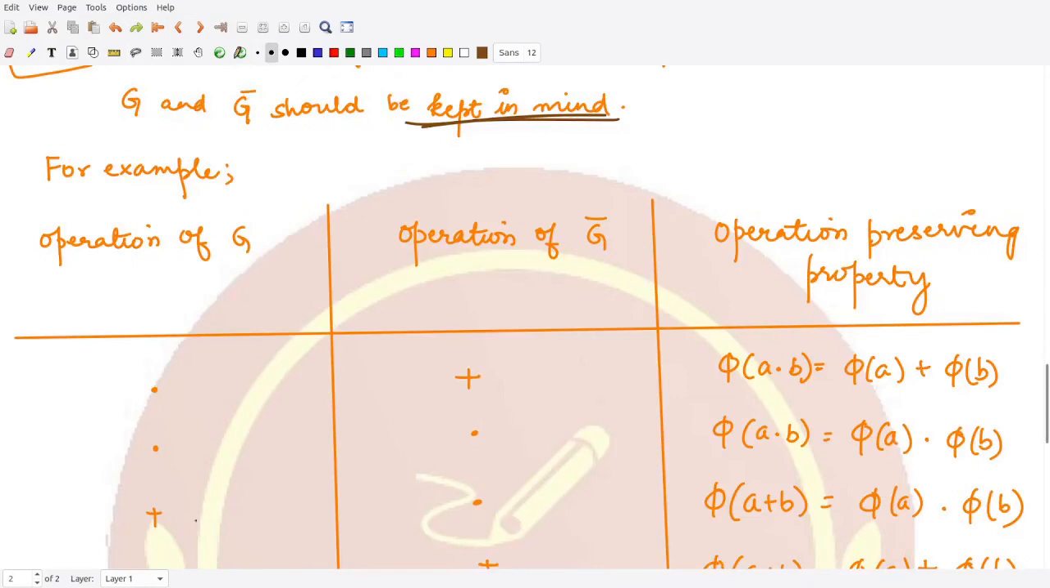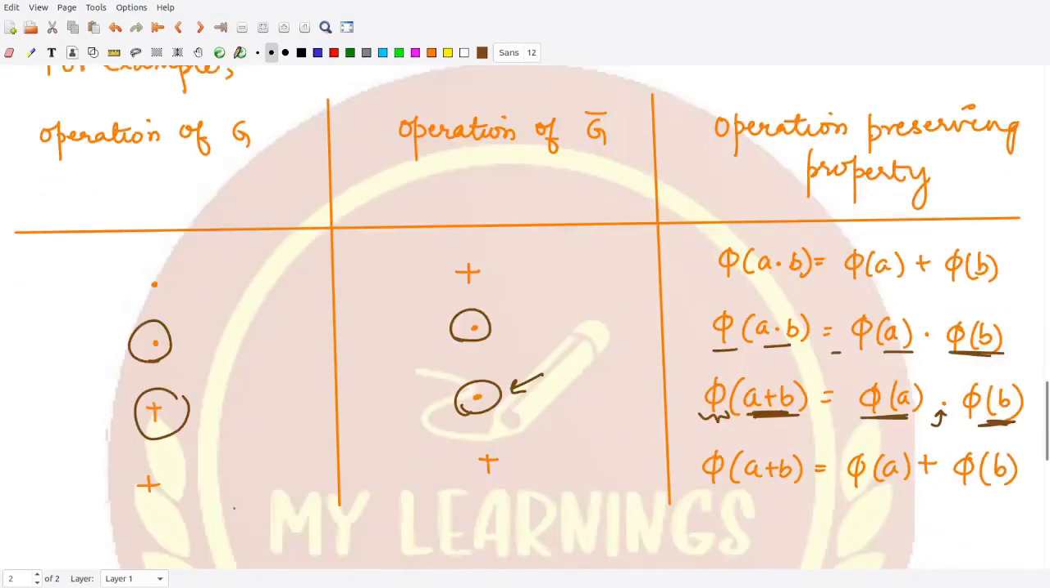Similarly, when both operations are multiplication, that is quite simple: phi of AB is equal to phi of A into phi of B, right? For the third one, when we have addition in G and multiplication in G bar, we have A plus B and then we apply phi onto it, and on the right it is the multiplication of phi of A with phi of B. Similarly for the last one, when both of them are addition, for the elements A and B present in G, we apply the addition operation and then apply phi onto it. For the right hand side, we firstly apply phi onto the elements and then we add them, right? It is as simple as that.